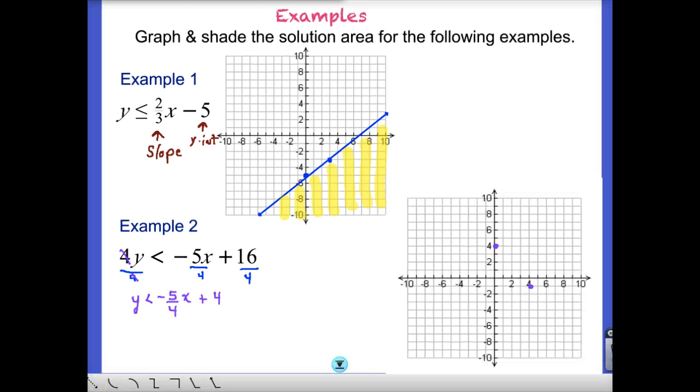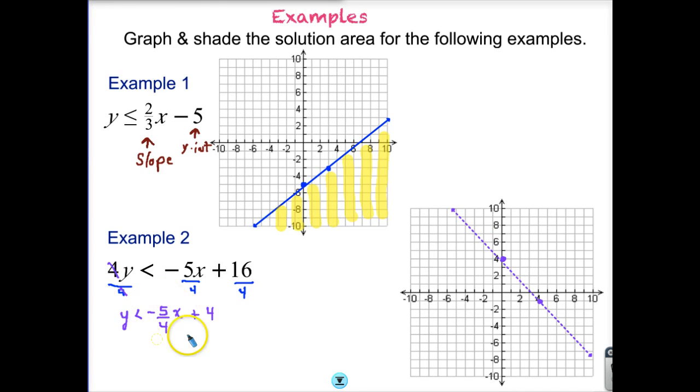All right, now I just need to draw my line. So again, I need to make sure that I am using a dashed line because it's just a less than and not a less than or equal to. So my boundary line is dashed. Finally, when you're graphing, we just need to shade. This inequality says I want to shade all the y's that are less than the boundary line. Well, down here, the y's are less than the boundary line, so I would shade down below.